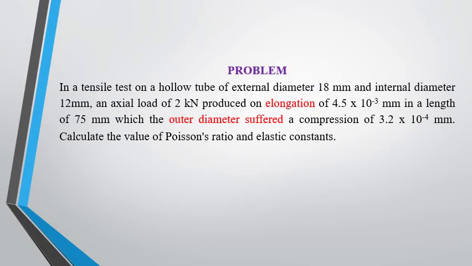In a tensile test on a hollow tube of external diameter 18 mm and internal diameter 12 mm, an axial load of 2 kN produces an elongation of 4.5 into 10 to the power minus 3 mm in a length of 75 mm, while the outer diameter suffered a compression of 3.2 into 10 to the power minus 4 mm. Calculate the value of Poisson's ratio and elastic constants. So very important problem.